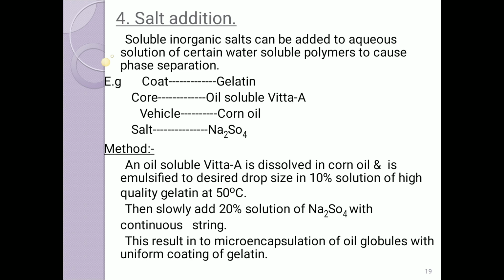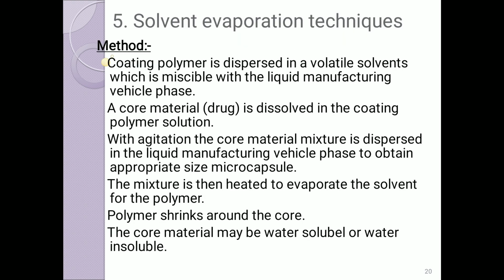When you add a sulfate salt to gelatin, it has the property of decreasing the gelatin solubility, because of cross-linking. Cross-linking of gelatin decreases the solubility, and it comes out from the system by coating the drug. So the inner side is vitamin A and the outer side is gelatin. That is called the salt addition technique.